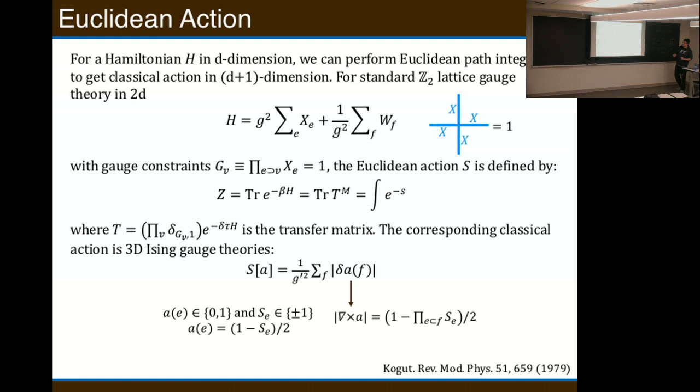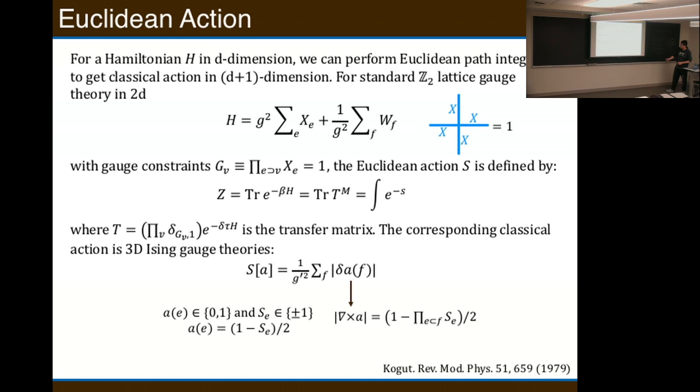Let's warm up with the standard gauge theory, so consider a theory which has this gauge constraint. The most general term you can write down is the X term, and another term is some flux. This was proposed by Kogut in the early 1980s. We can use the transfer matrix: we define a partition function to be the exponential of minus beta H, where this is the Hamiltonian. And this can be calculated exactly by the transfer matrix. It turns out to be this standard integrable theory, equivalent to the 3D Ising model.